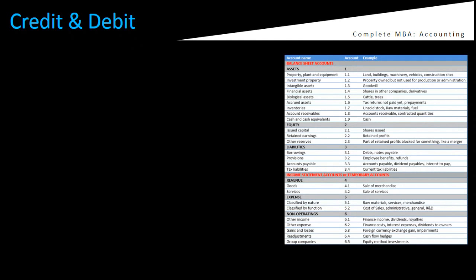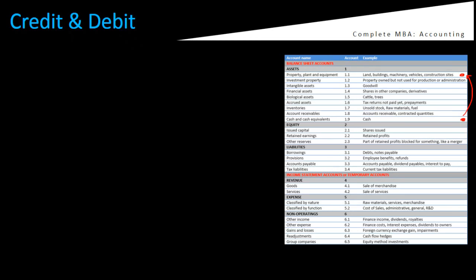For example, here is the COA that I explained to you in the last video. In one transaction, maybe you're using cash, which would be this account here, to buy a property, which is this account here. In that case, one account is being credited and the other one is being debited.